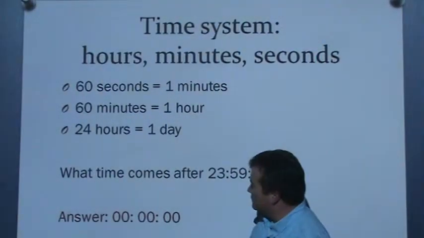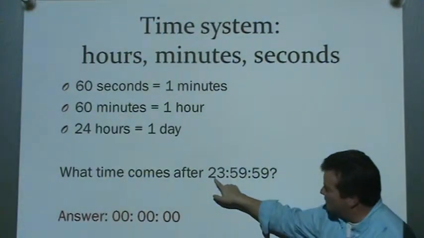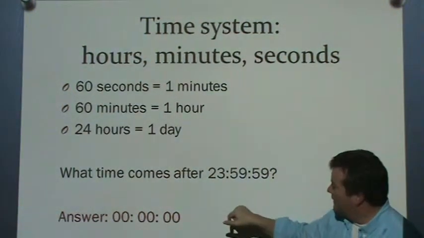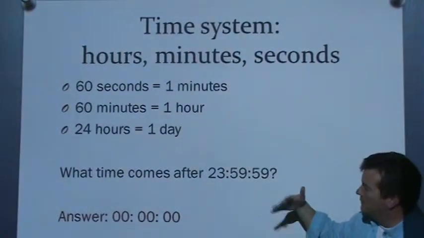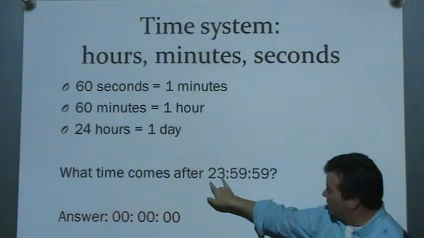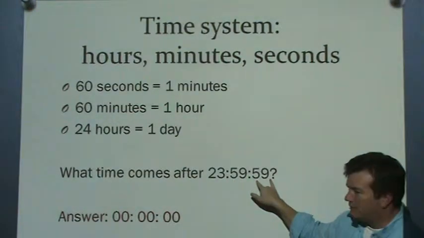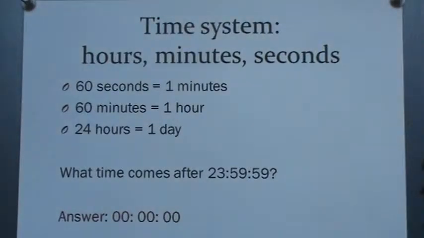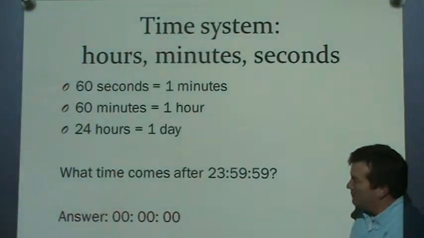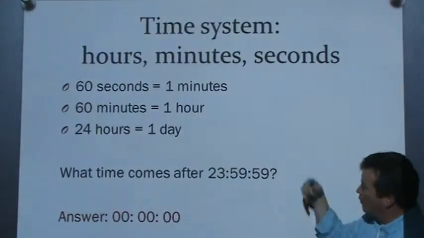But now an interesting question, what time comes after, I'm using the 24-hour clock here, what time comes after 23:59:59? So this is the 23rd hour, the 59th minute, and the 59th second. So 1 second later, if this was a clock that was running, what would be the next number? So again, it's a numbering system. I just want us to get used to the pattern. Whatever is here, you add one to it.